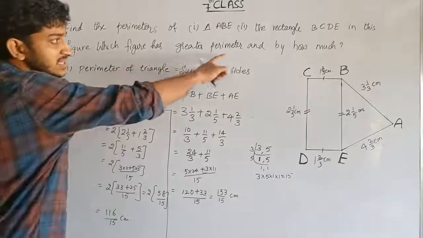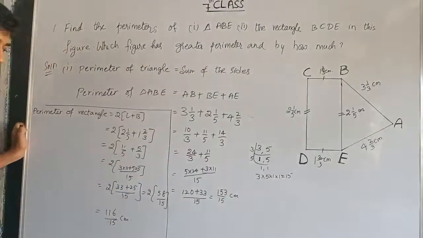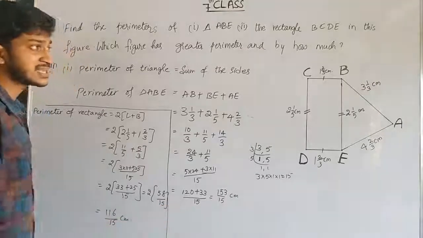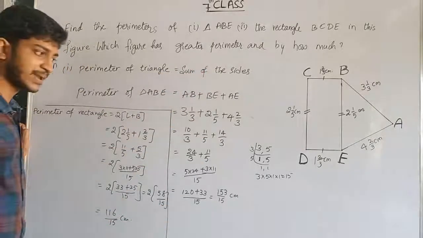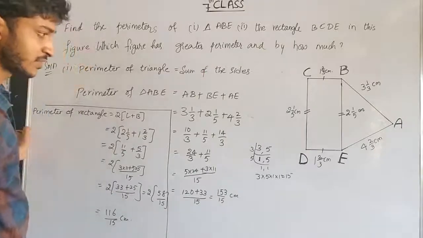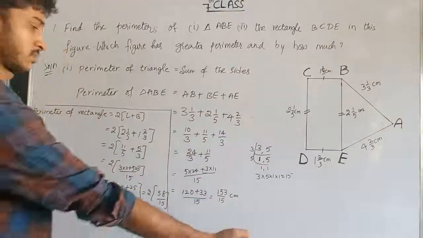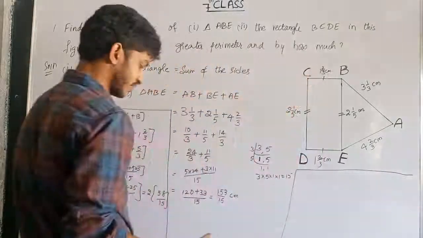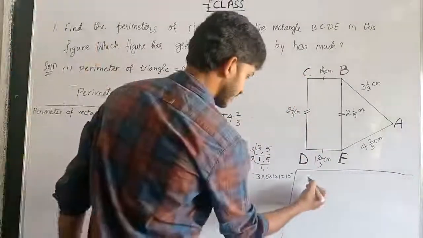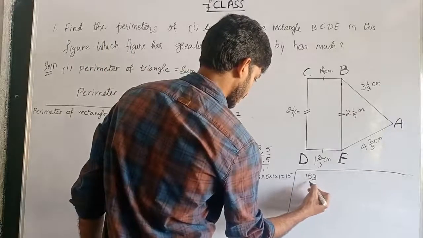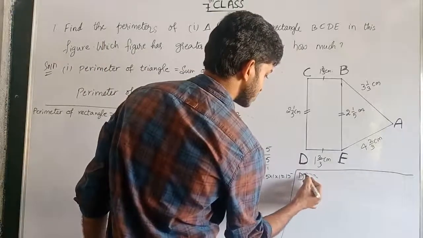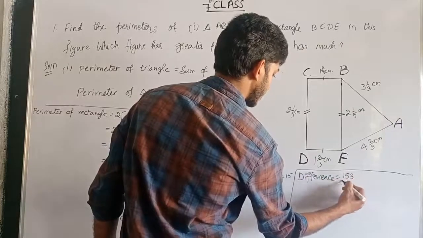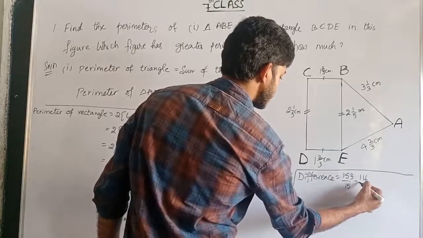So here he is asking which perimeter is greater and by how much. Which perimeter is greater? The perimeter of the triangle is greater. He is asking for how much, so we have to do subtraction here. Observe here. The difference is equal to 153 by 15 minus 116 by 15.